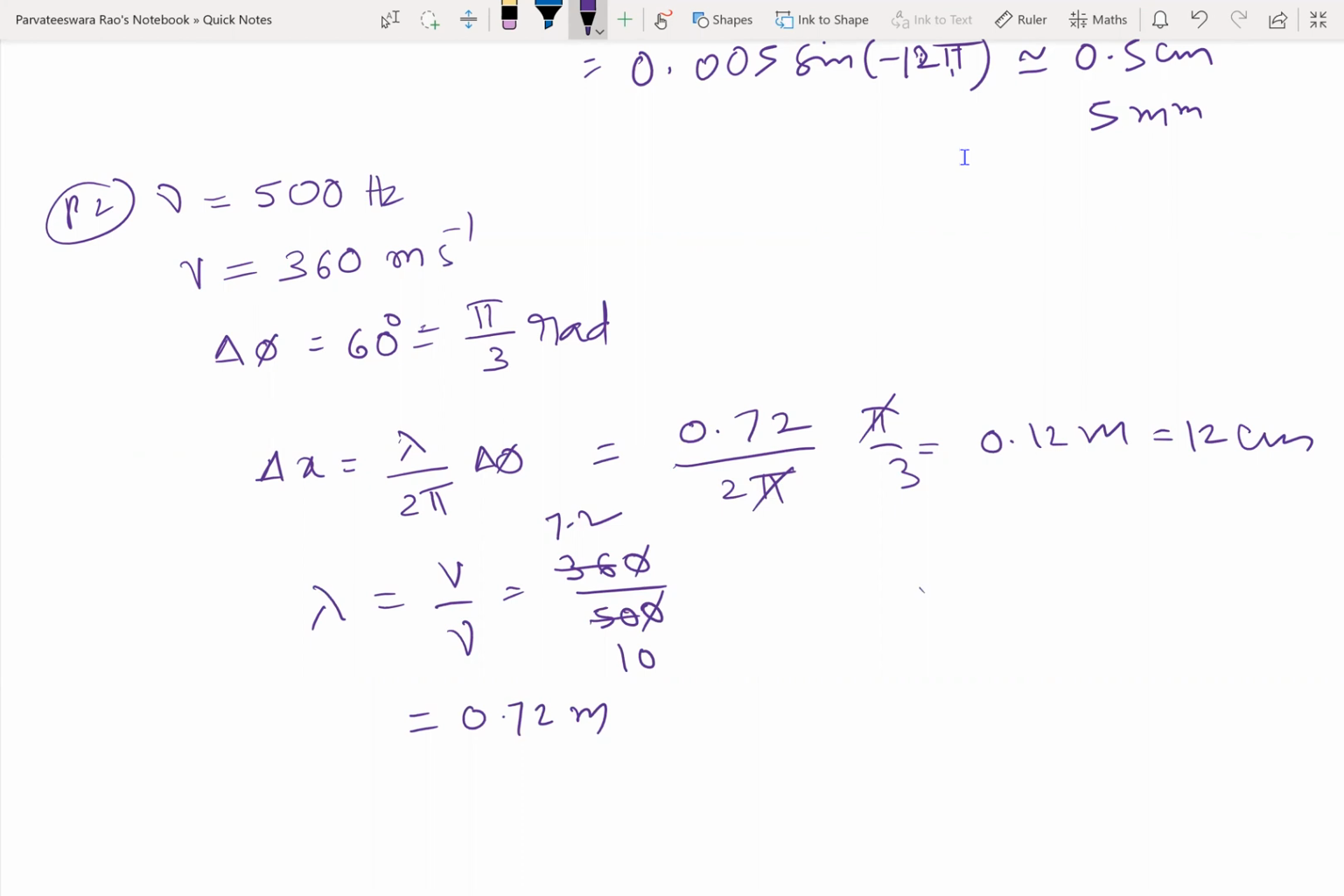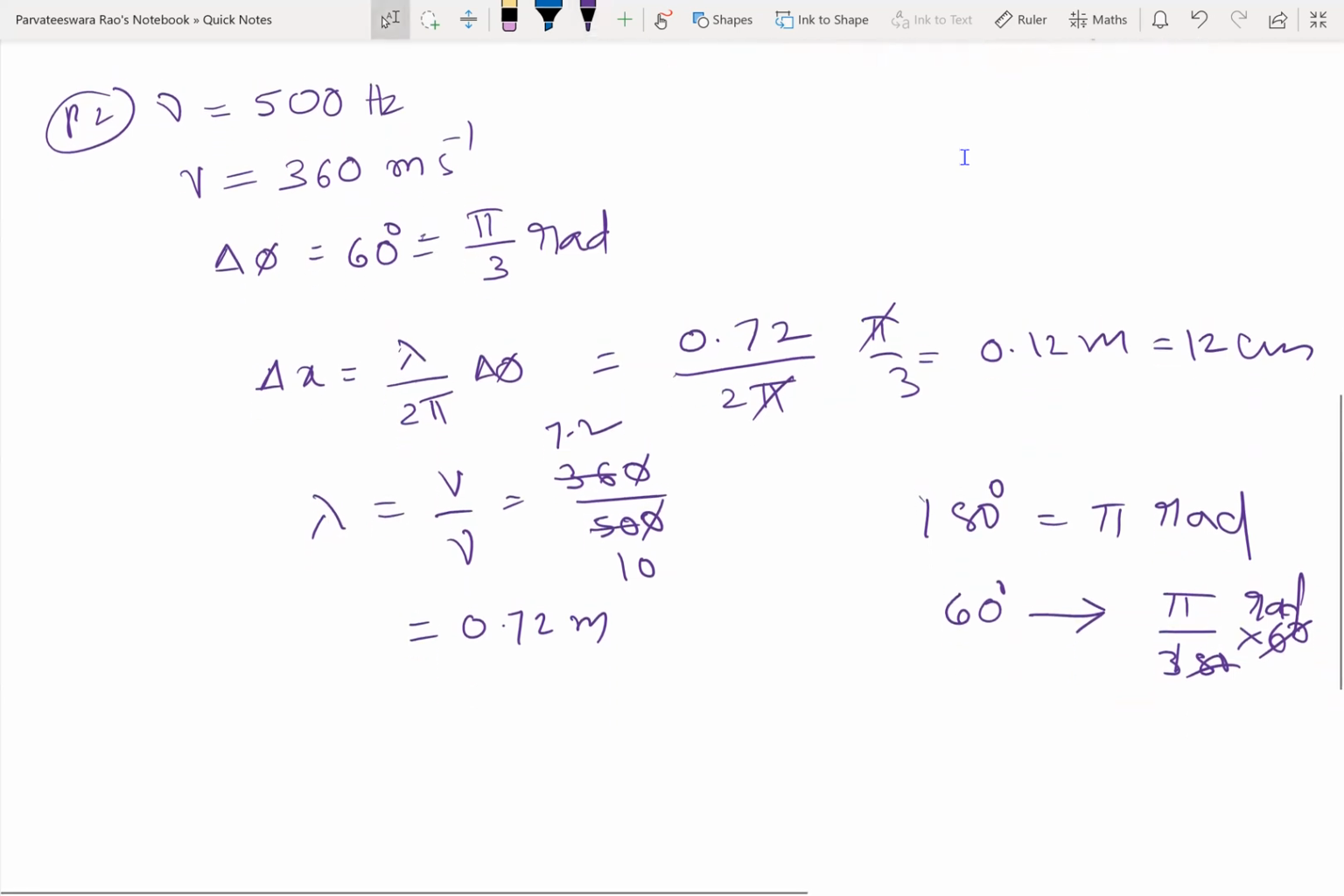In fact, the relation is 180 degrees is equal to pi radians. So 60 degrees will be pi by 180 into 60, so pi by 3 radians. That's how we convert. Okay? Understood, sir. Next.